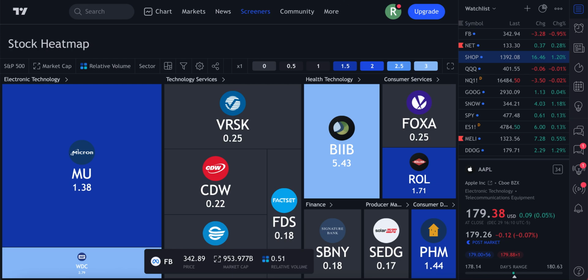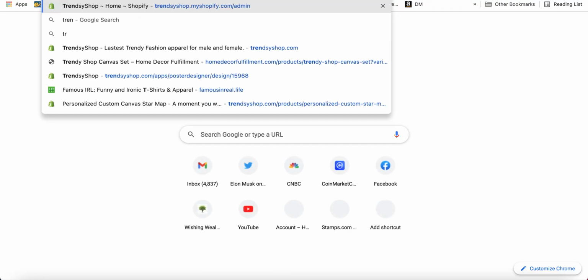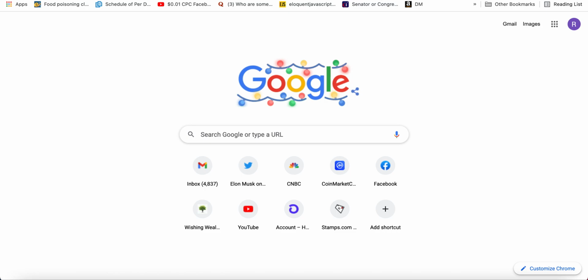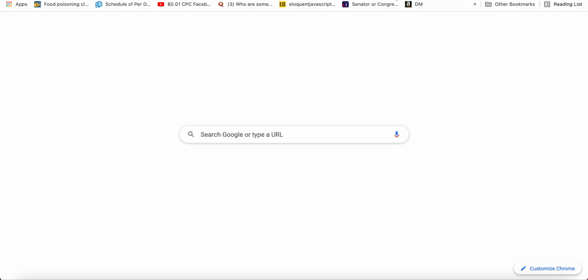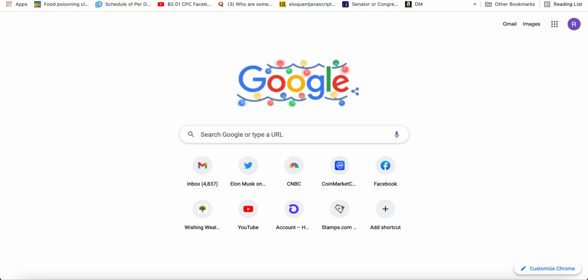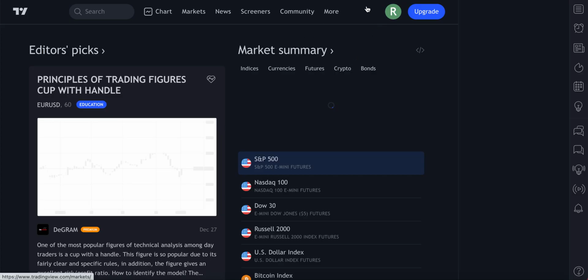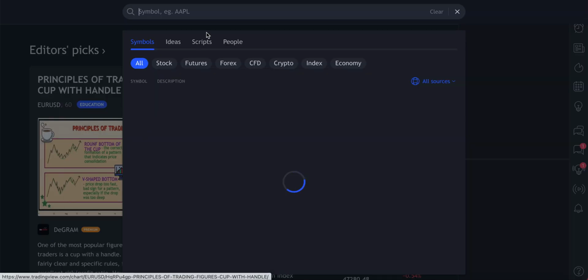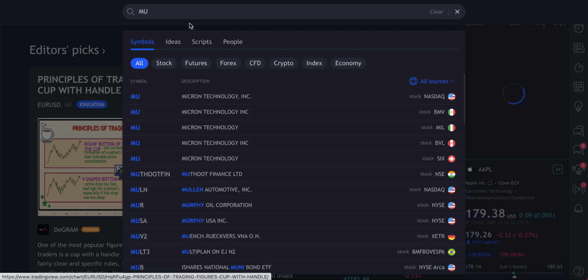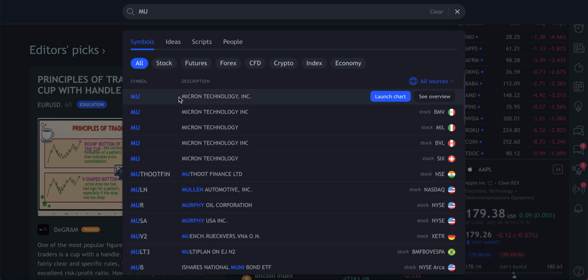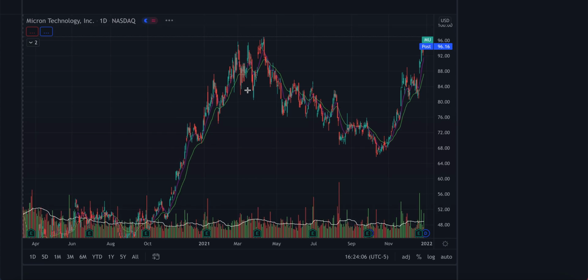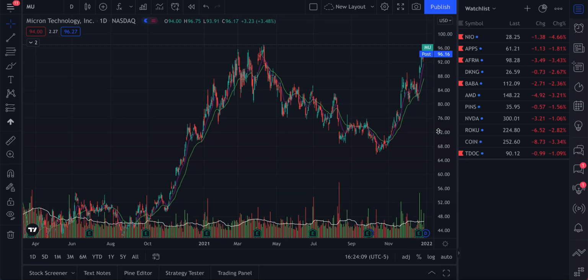Let me open up TradingView. Okay, so I'm opening TradingView, and if you look at MU, loading up TradingView, right?